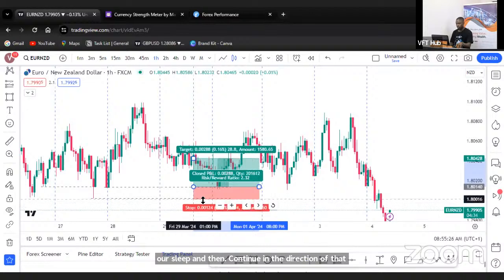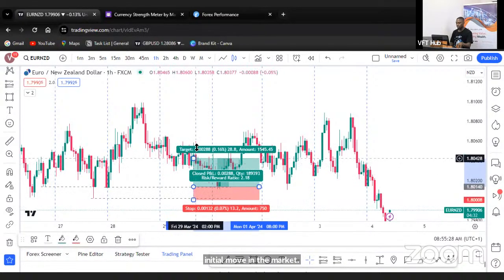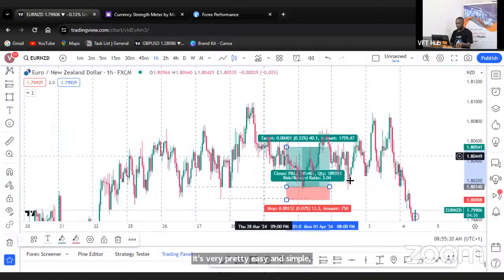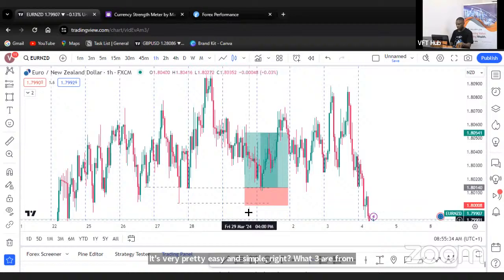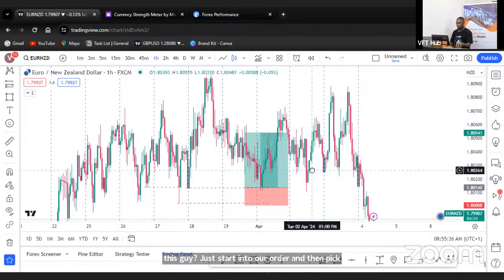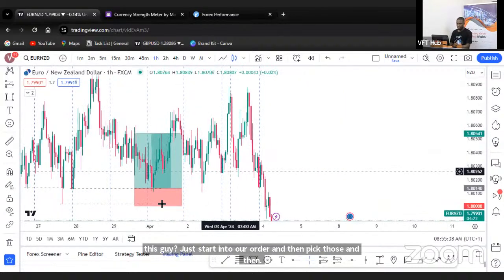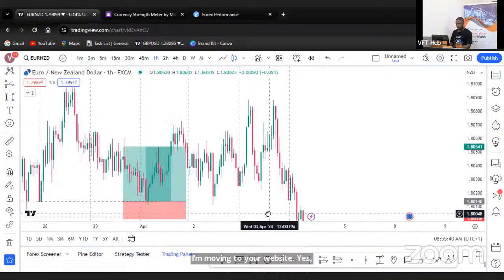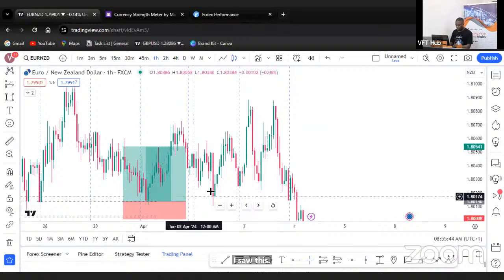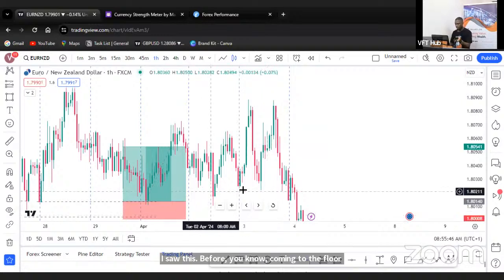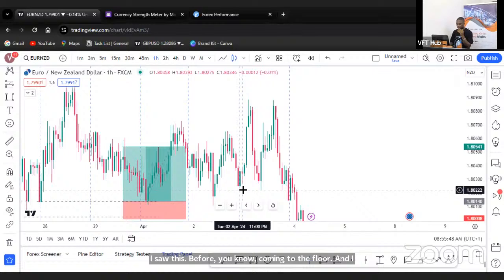It's pretty easy and simple, right? Got 3R from this guy, just tapped into our order and then picked us and then started moving to the upside. Yesterday we came back as early as 7:30 in the morning. I saw this long before coming to the floor, and I saw this appeared on the charts. Still the same thing again.